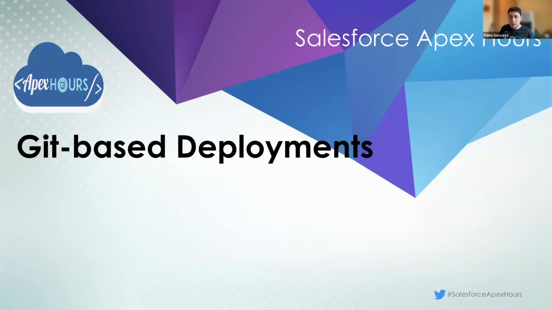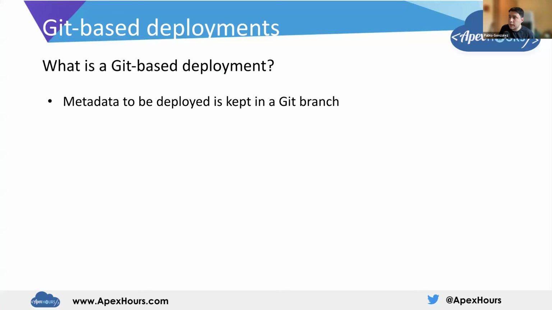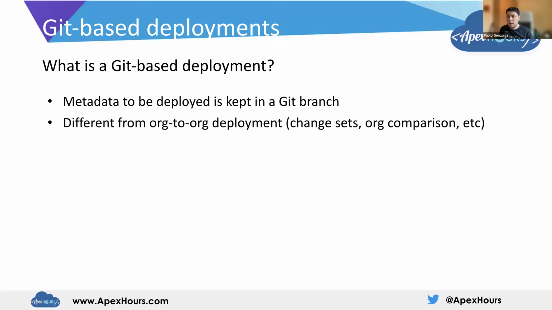All right, so let's talk about Git-based deployments first. A Git-based deployment is a deployment to a Salesforce org where the metadata that needs to be deployed is kept in a Git branch. So it's different from an org-to-org deployment, right? Like in the change sets, where you literally take the contents of an org, the metadata of an org, and you deploy it to another org. In a Git-based deployment, we don't use that mechanism. Instead, we put certain metadata that we change in a Git branch, and that is the content of that deployment.